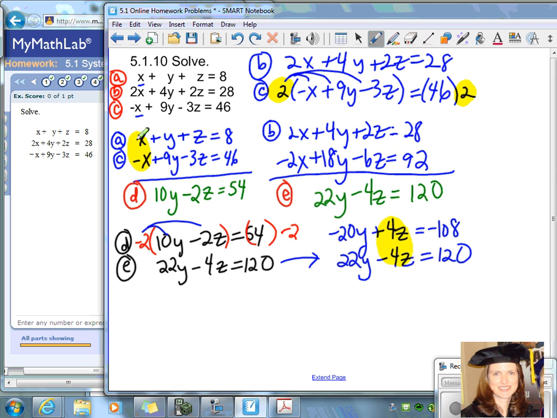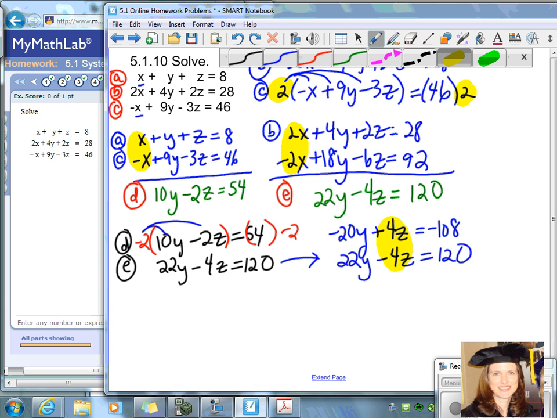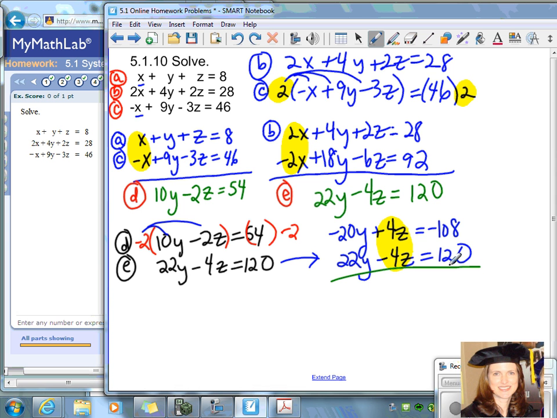I got opposite x's when I combined A and C. I got opposite x's when I combined B and C. Now I'm getting opposite z's. When you combine those equations, you get -20y plus 22y is 2y. The plus 4z and the minus 4z cancel out. And when you combine -108 plus 120, you get 12. We're going to divide by 2 to get y equals 6. That is part of your answer.